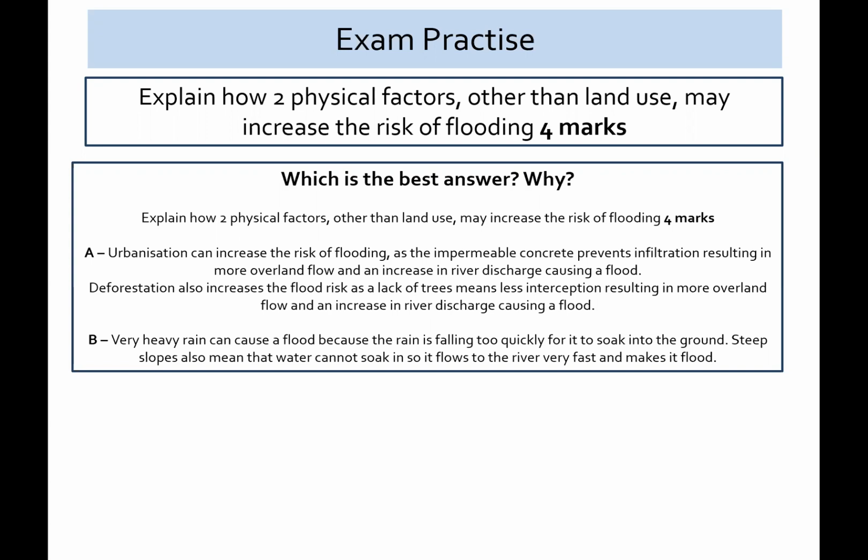Answer B. Very heavy rain can cause a flood because the rain is falling too quickly for it to soak into the ground. Steep slopes also mean that water cannot soak in, so it flows to the river very fast and makes it flood.